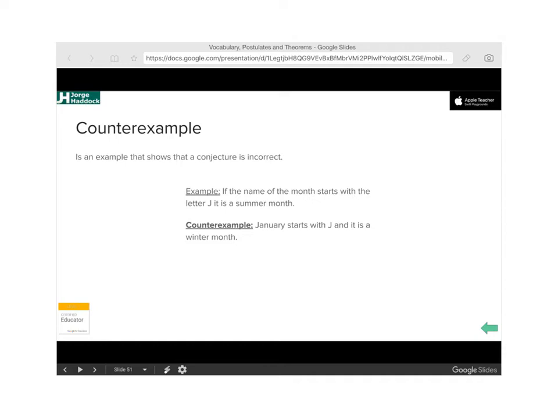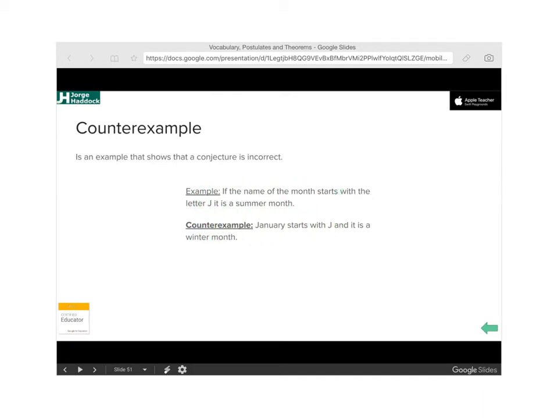So when we are proving that something is correct or true, we have to use variables and everything, but to prove that something is false, we can just use one example. For example, if the name of the month starts with the letter J, it is a summer month. As we know, January starts with J and is a winter month. So January is our counterexample because it's an example that is proving that this is false.